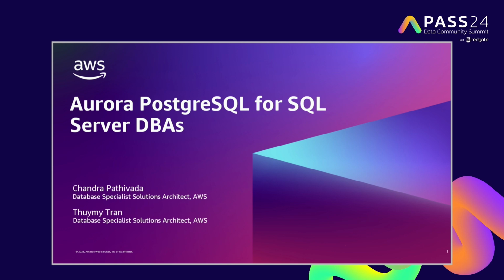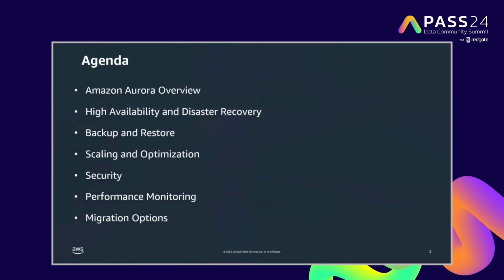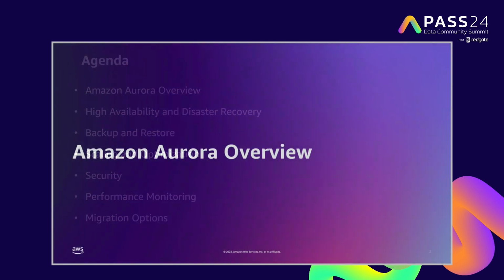Thanks, Amin. And the agenda for this session is, first, we will go through a level 200 on Amazon Aurora overview, and following with high availability, backup restore, DR, scaling, security, and performance monitoring, and the migration options available to migrate from SQL Server to Postgres.